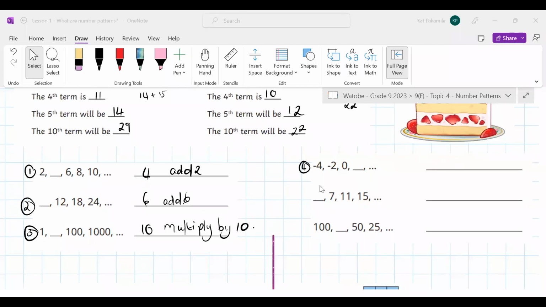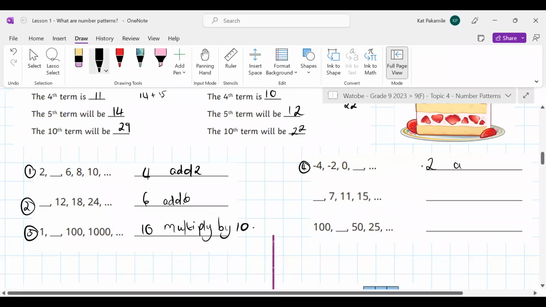Okay, let's do number 4. I see Oratile's hand is up. Ma'am, we will be adding by 2. Adding 2. So what's missing? 2, ma'am. There we go. So missing a 2, and the rule is we add 2. Wonderful. Thank you, Oratile.